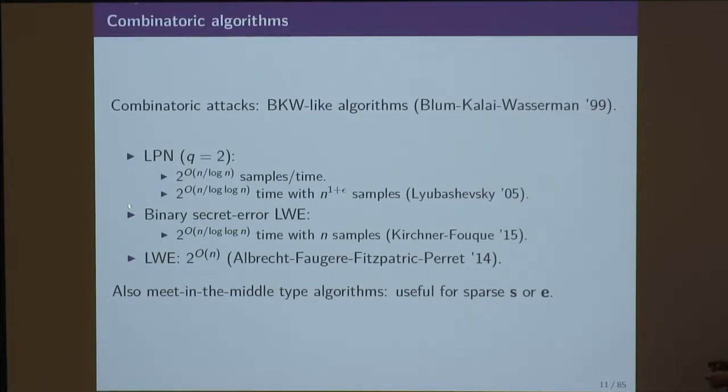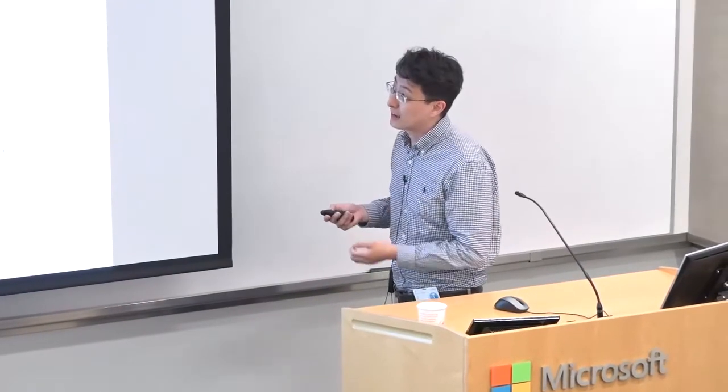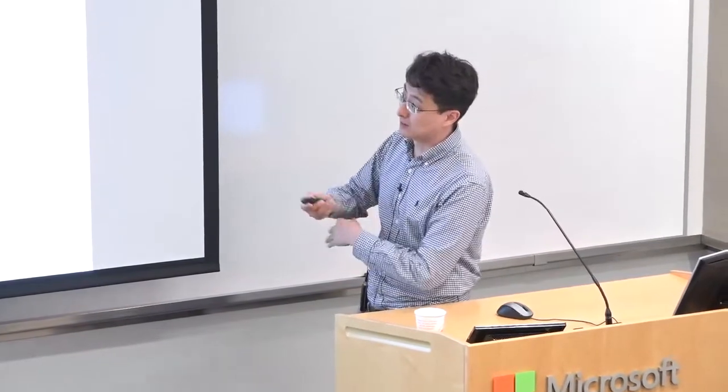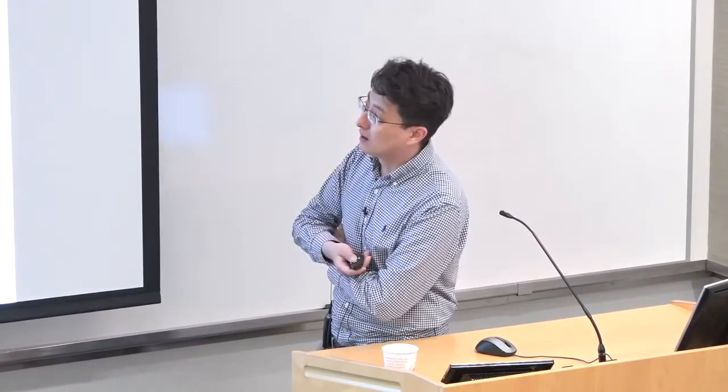For binary secret and error LWE, the best attack is from Kirchner and Fouque. They use a kind of BKW variant, extending this BKW algorithm to have a running time of 2 to the n over log n. Okay. So as far as I understand, this still does not match the best reduction, where the reduction says it's 2 to the n over log n, so there's still a gap there. And for the standard LWE, that's pure exponential time.